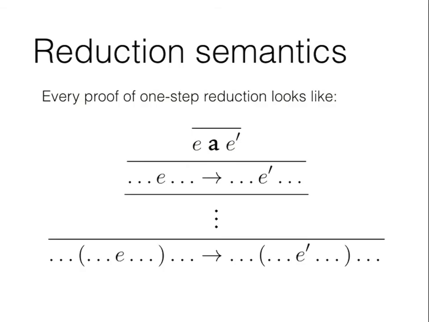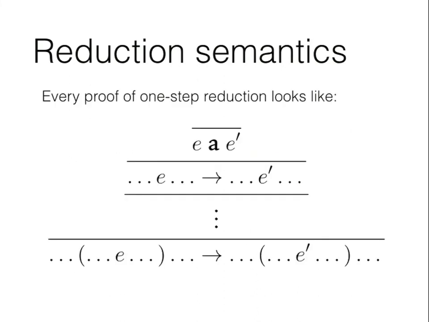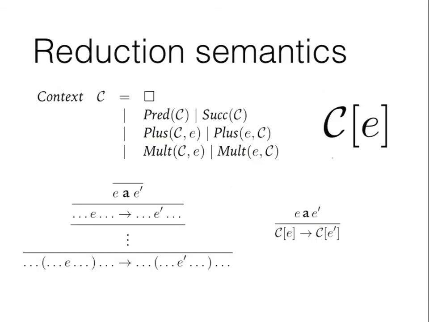So you build up this whole big tree just to say, oh yeah, that sub-expression there reduced to that thing. So the idea here is that we can have a more compact notation for this. These are those axioms. We can have a more compact representation of that by defining a grammar of contexts.